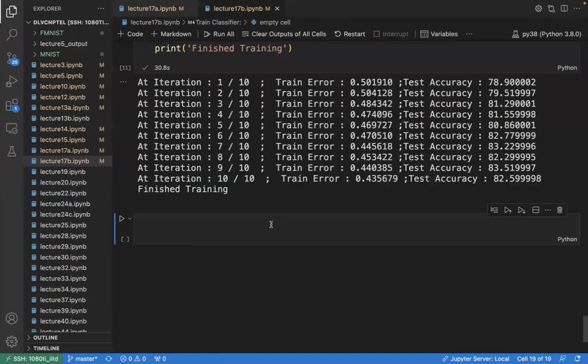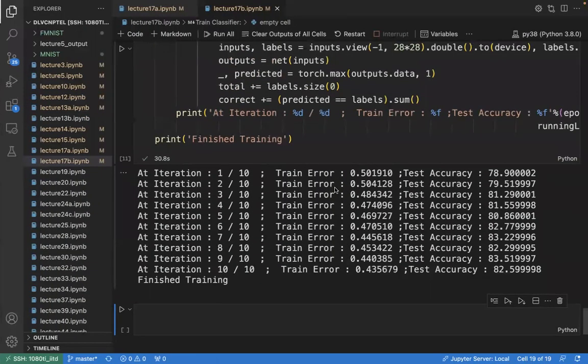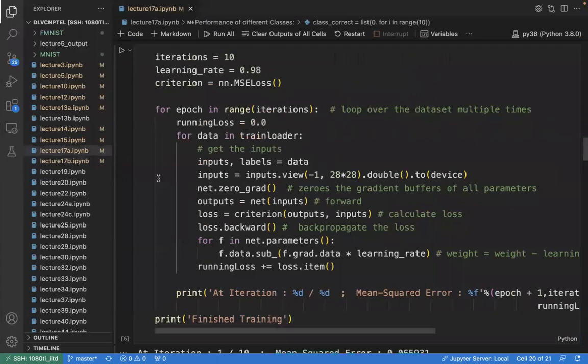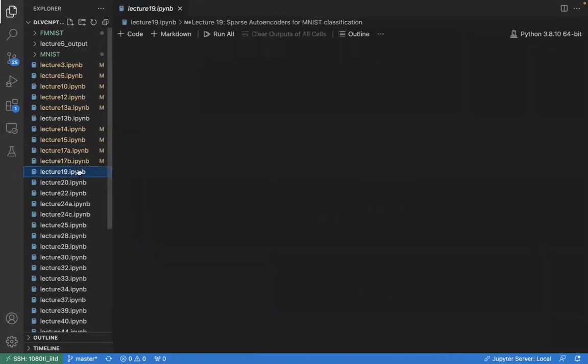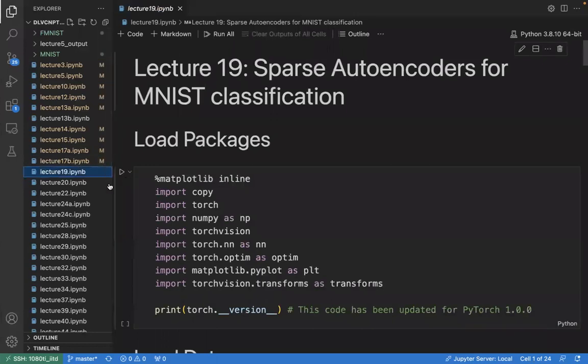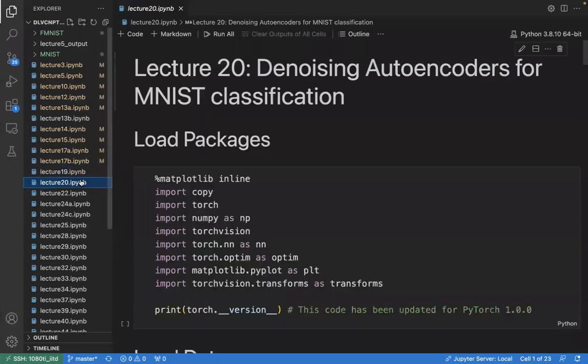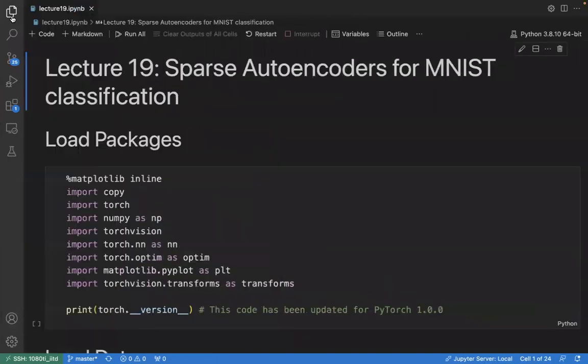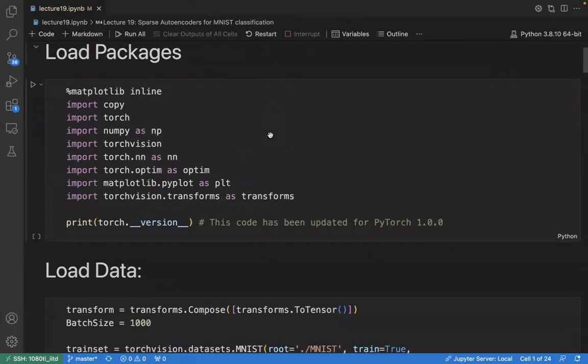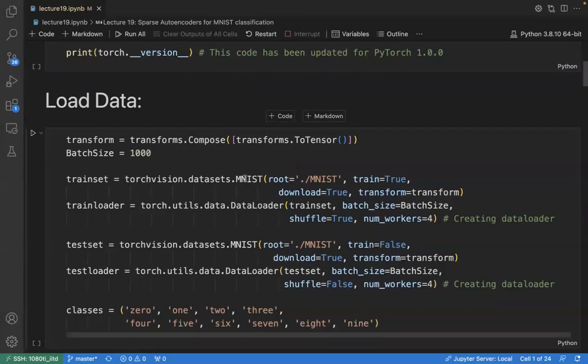Okay. So we trained the classifier and got around 82.5% accuracy. So this is done, I guess. Then we can go to sparse autoencoder for MNIST classification, and then denoising autoencoder for MNIST classification. Then we will be done.